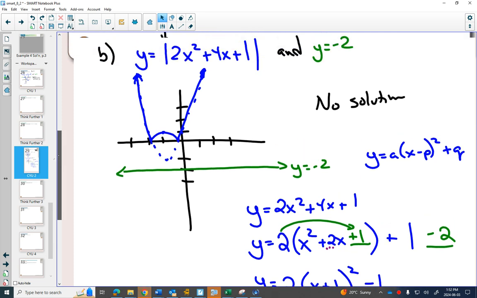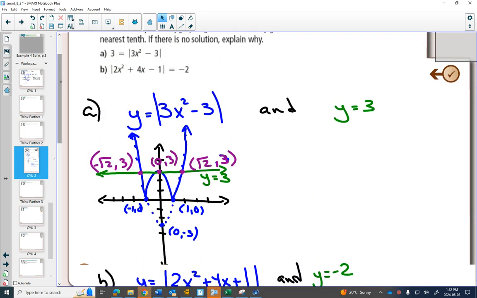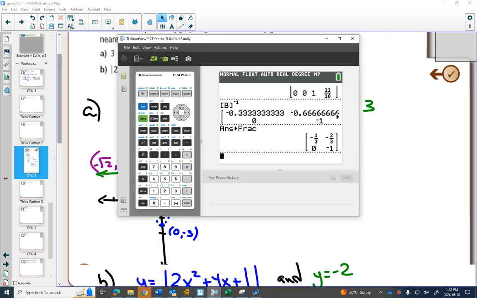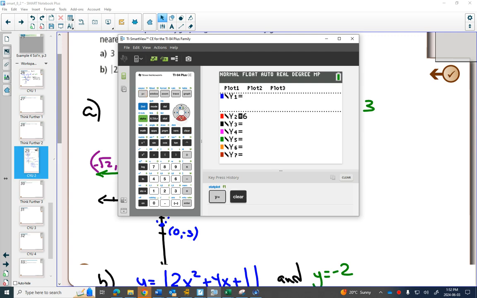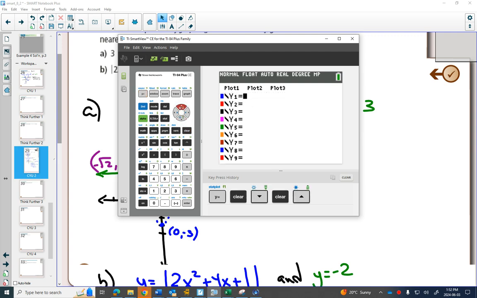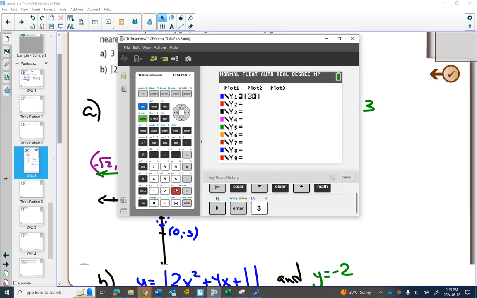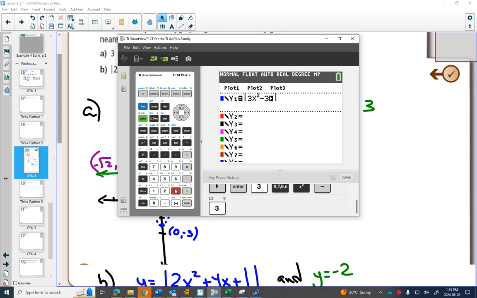Okay. Now that my calculator is warmed up, I'll show you a couple of things in your calculator. If you go to y equals where you graph things, I'm just going to clear out some previous graphs. The absolute value can be found by hitting the math button and then going over to number. It's not easy to find. So hit the math button, over to number, then you get absolute value, and our equation was 3x squared minus 3. So I write 3x squared minus 3. And the second equation was 3.